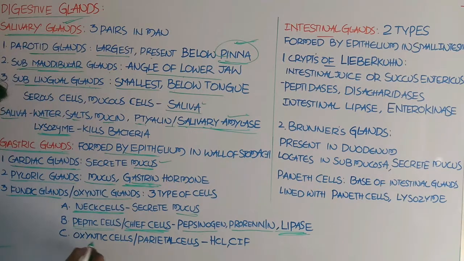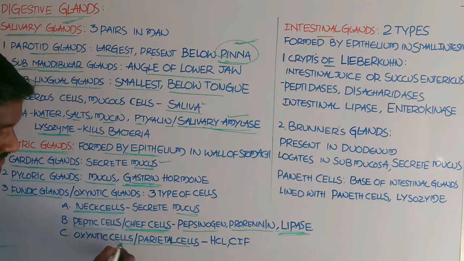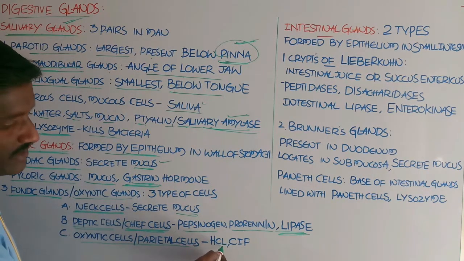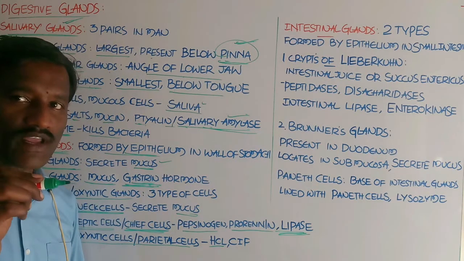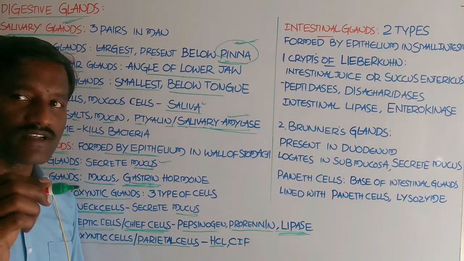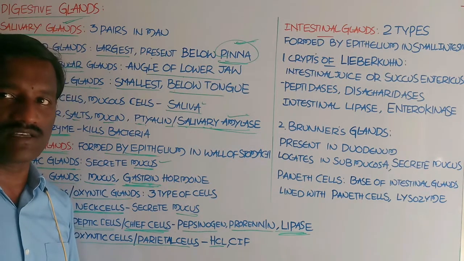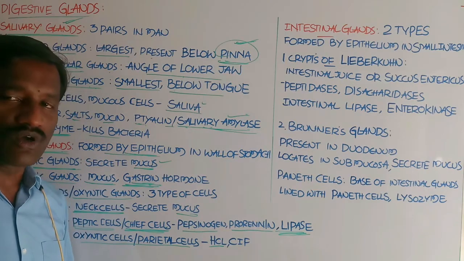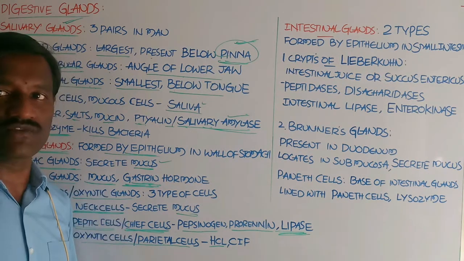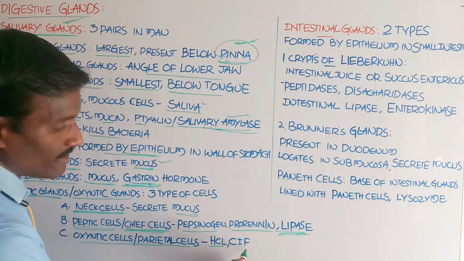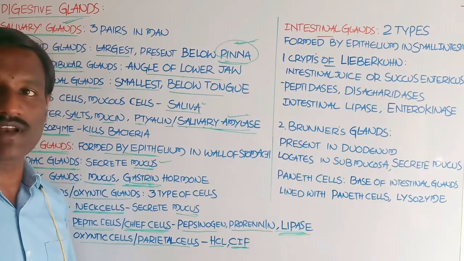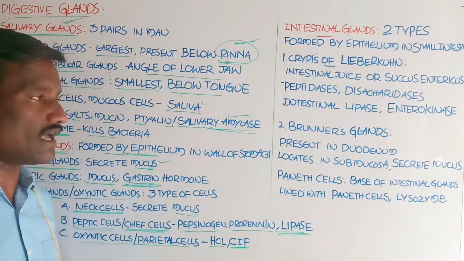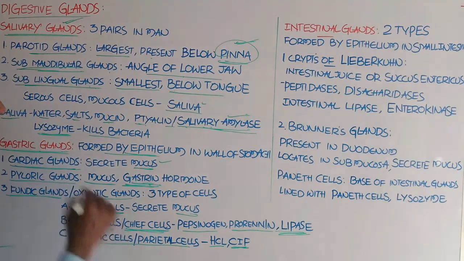And next, oxyntic cells, also called parietal cells. Oxyntic cells are parietal cells which secrete HCl, hydrochloric acid. Hydrochloric acid helps in destruction of the microorganisms that enter with the food into the mouth, and also helps in breakdown of the protein molecules. And they secrete intrinsic factor. Intrinsic factor helps in absorption of vitamin B12. Okay, this is about the gastric glands.